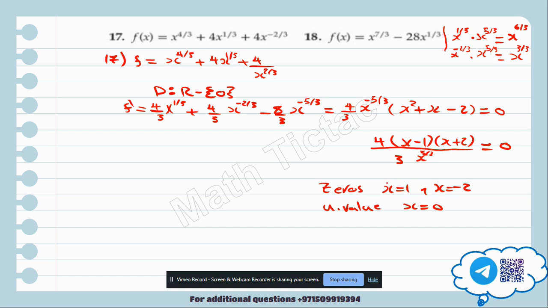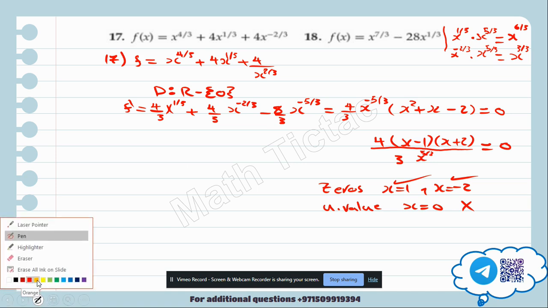Now, let's check if they are included or not. For the 1, it's included. For the minus 2, it's included as well. Now for the 0, it's rejected because it's not included in the domain of the original function. So now all I have to do is just finding the local maximum and minimum.